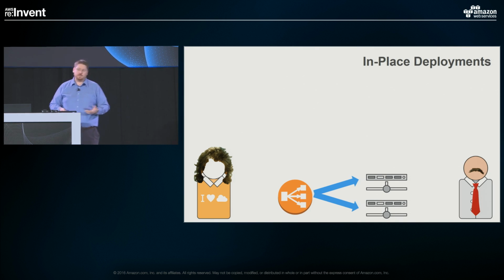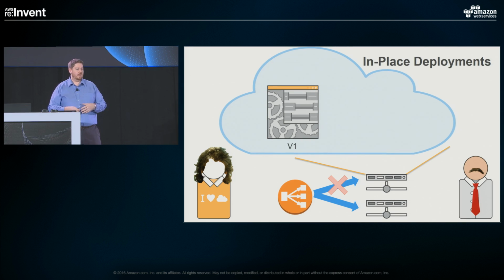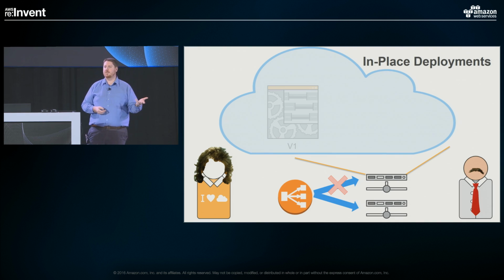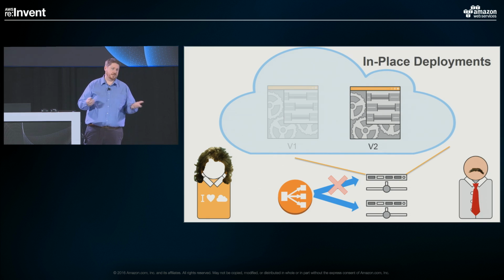To perform an in-place deployment that's not impactful, the first thing I'm going to do is remove traffic from one of the instances I want to deploy to. So I'll stop sending customer requests to it. Then I will take the first version of the application and I'll turn it off. Once it's off, I'll install a new version of the application, so V2.